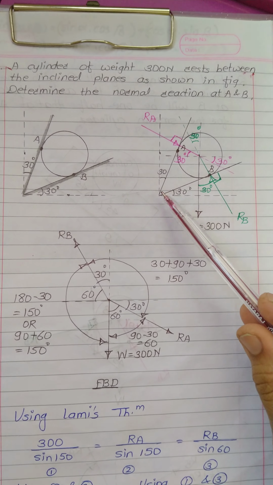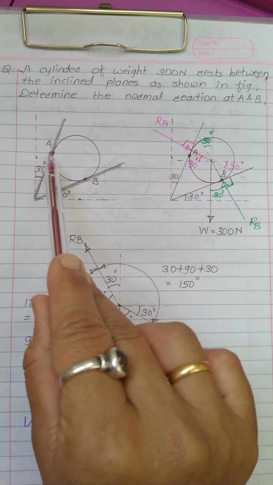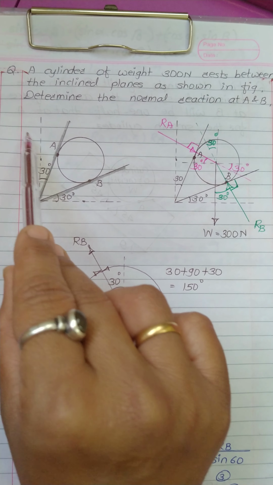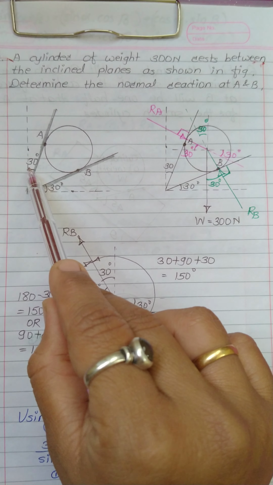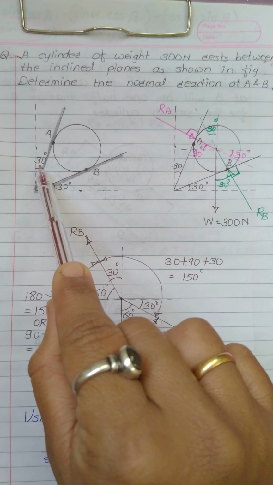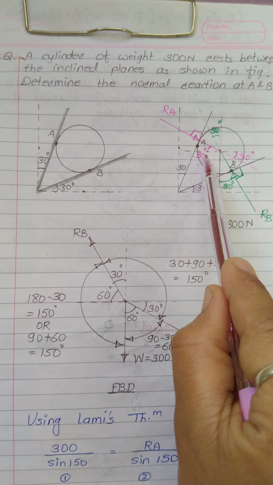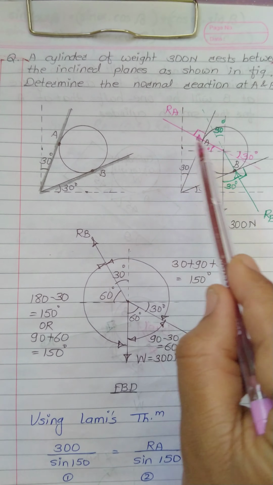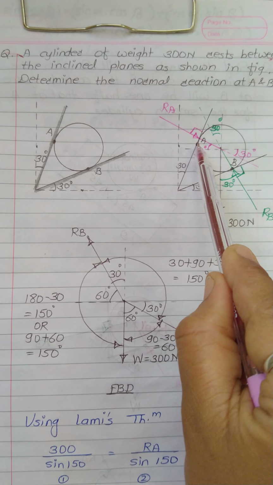While drawing the FBD, since this surface is inclined, the reaction must be perpendicular to this surface. So this is the reaction. Since this surface is making an angle with respect to the y-axis, the reaction must make the same angle with respect to the x-axis. So since this is 30 degree, the angle made by the reaction with the horizontal axis must be 30 degree.